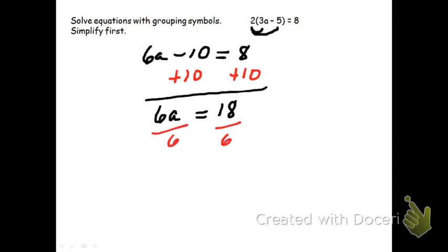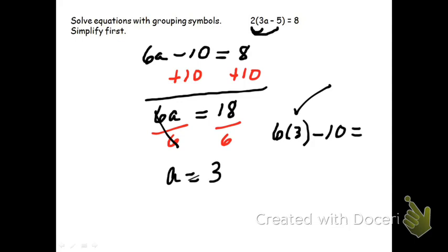And once I complete that, the 6's cancel here, and 18 divided by 6 is 3. And again, the last thing we want to do is to check this. Is 6 times 3, take away 10, equal to 8? Well, 6 times 3 is 18, and 18 take away 10 is 8, so it works out. We're good.